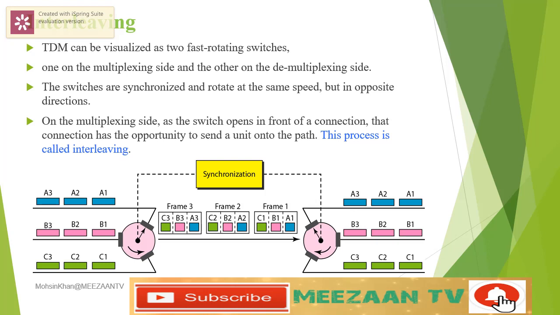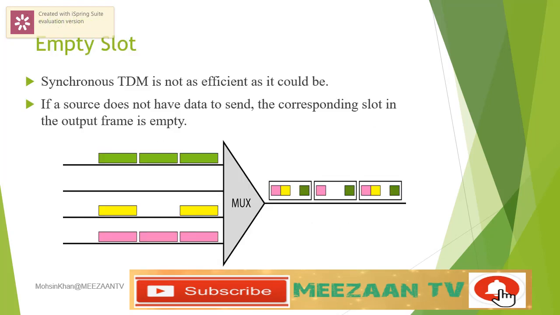TDM can be visualized as two fast rotating switches, one on the multiplexing side and the other on the demultiplexing side. The switches are synchronized and rotate at the same speed, but in opposite directions. On the multiplexing side, as the switch opens in front of a connection, that connection has the opportunity to send data onto the path. This process is called interleaving. The same process, but in the opposite direction, takes place at the demultiplexing side.